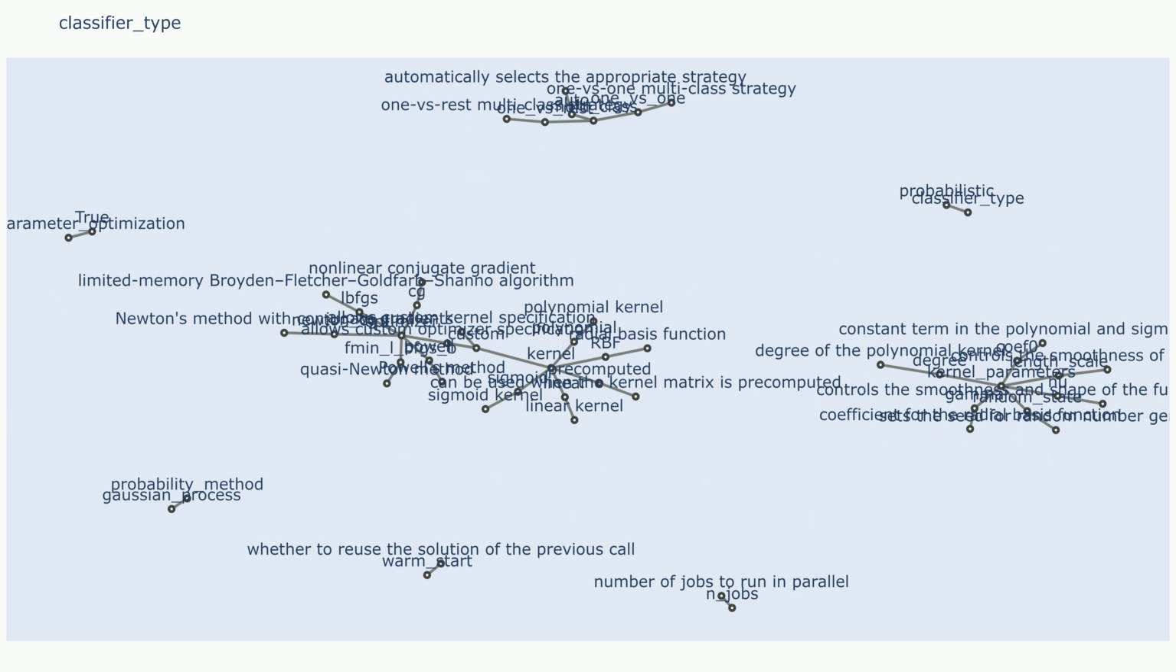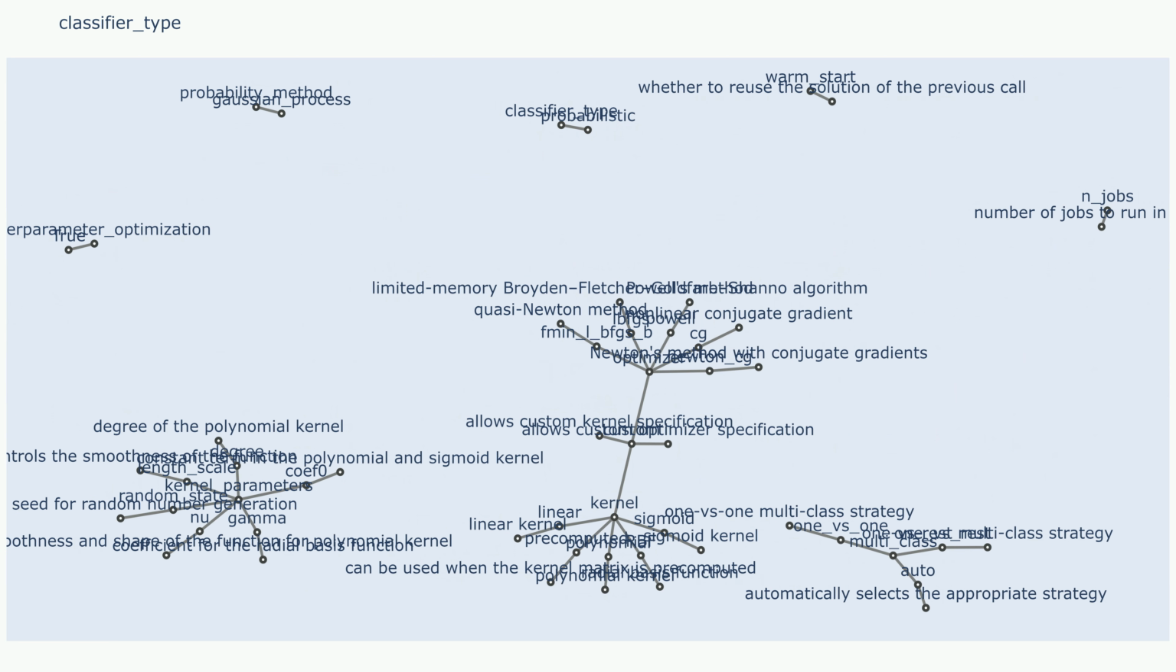From sklearn.metrics import accuracy_score. accuracy = accuracy_score(y_test, y_pred). Print accuracy.